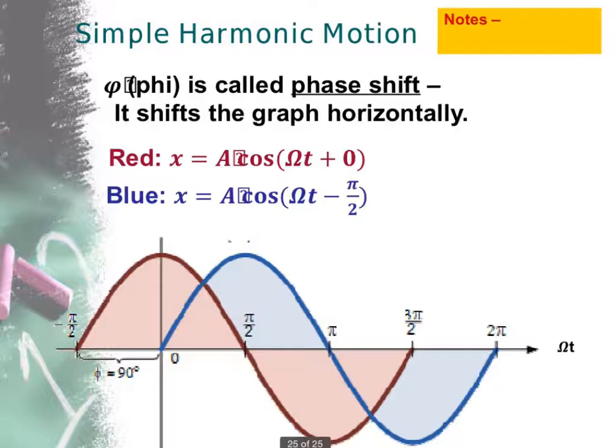Another way to think about it is to notice that a negative phase shift moves the graph to the right. Positive phase shift moves it left.